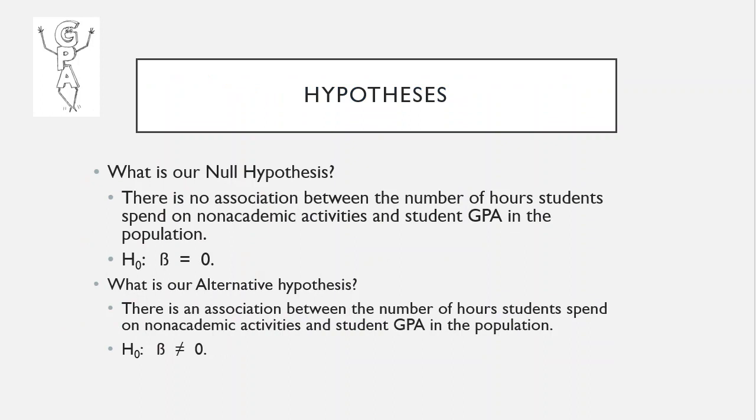So the null hypothesis is that there's no association, right? Why would it have anything to do with it? Why would the number of hours students spend on non-academic activities have anything to do with their GPA? If that's true, then beta would be 0. The true slope of the regression line would be 0.